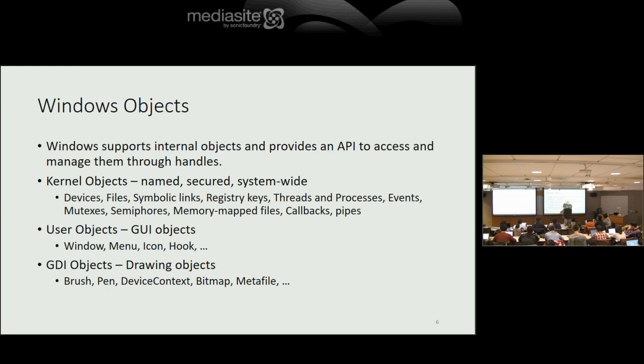Kernel objects: named, secured, system-wide, things like devices, files, symbolic links, and registry keys. User objects are windows, menus, icons, and hooks, and are not system-wide. GDI objects are drawing objects: brush, pen, device context. Device context is really the guy that did what I was talking about. Given this universal palette, we interact with it in the same way, but the devices respond in different ways. It's through this device context.